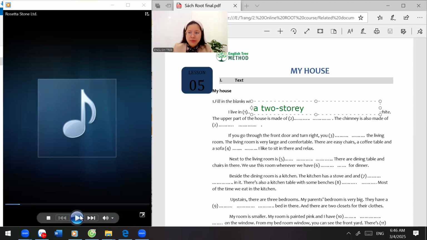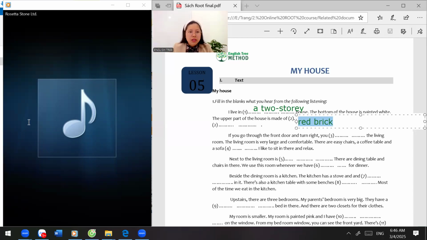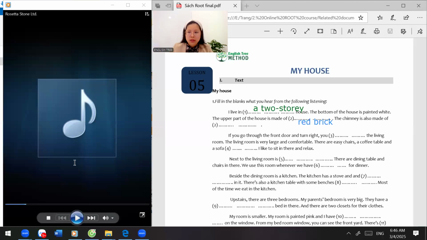The bottom of the house is painted white. The upper part of the house is made of red brick. Okay, it's made of red brick. Vậy red brick ở đây là chỉ chất liệu gạch đỏ. Vì vậy nó sẽ không phải là từng viên gạch, cho nên sẽ không để số nhiều mà chỉ để số ít thôi. The chimney is also made of red brick.